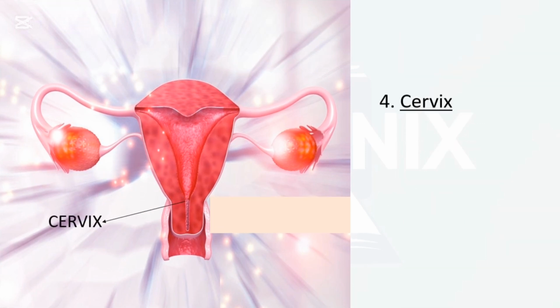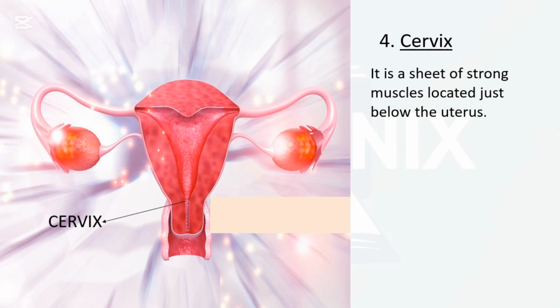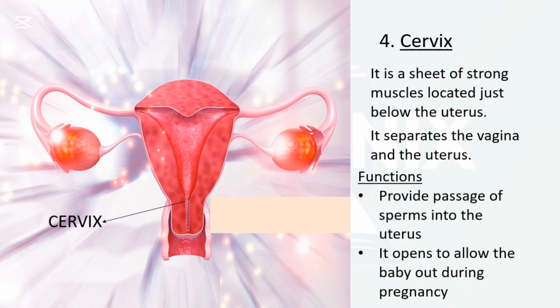The other part, it is the cervix. Cervix, this one, it is a sheet of strong muscles located just below the uterus. It separates the vagina and the uterus, and its function is that it provides passage of sperms into the uterus. Sperms are deposited at the vagina and then they are passed through the cervix into the uterus. The cervix also opens up to allow baby out during pregnancy, that is during childbirth.